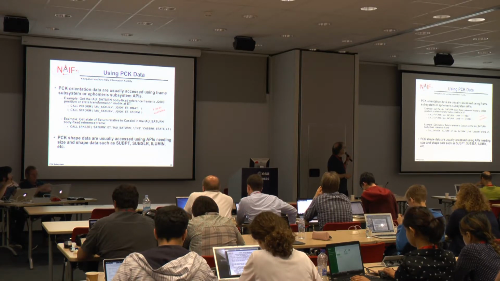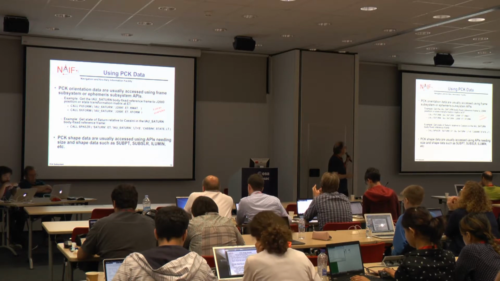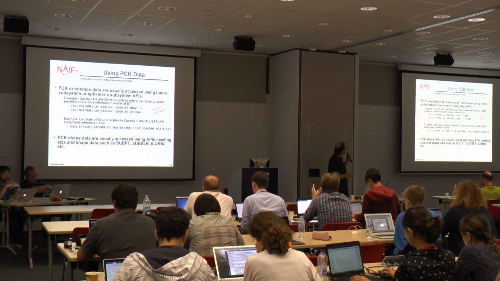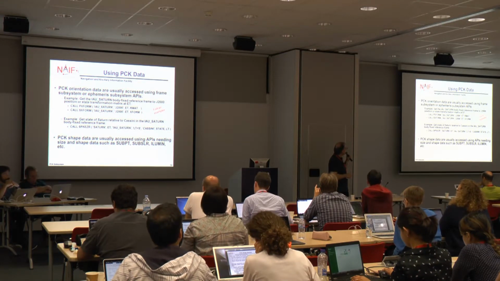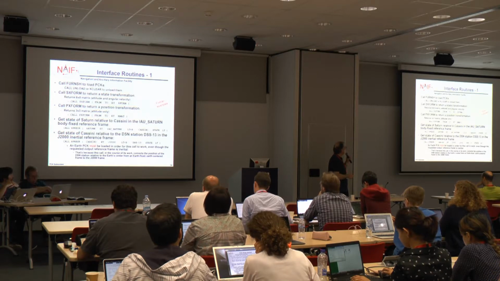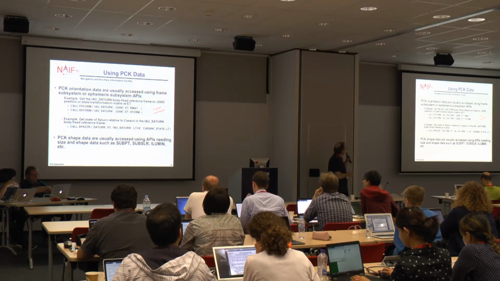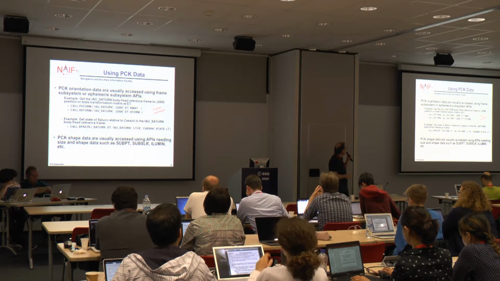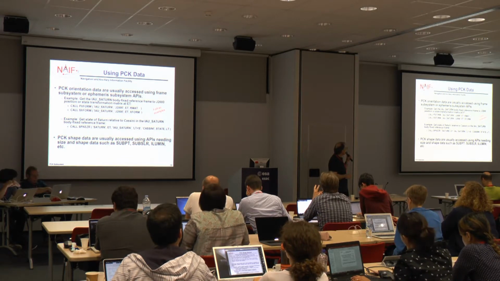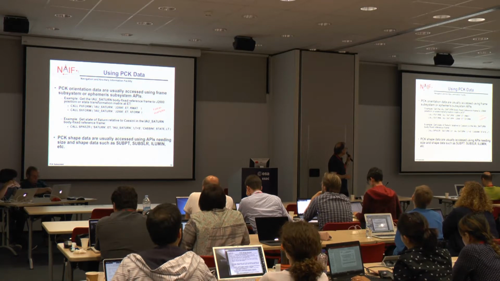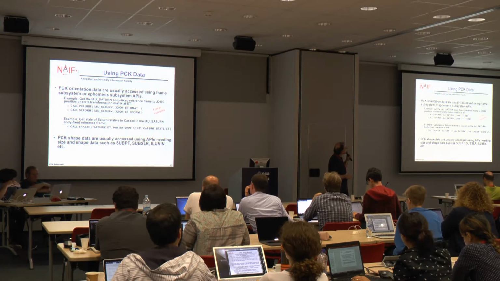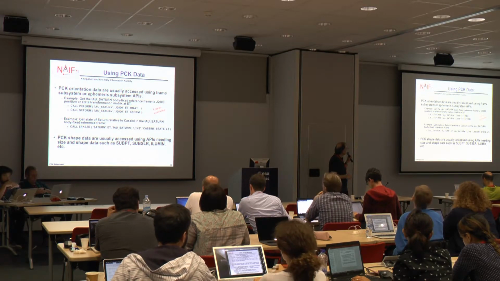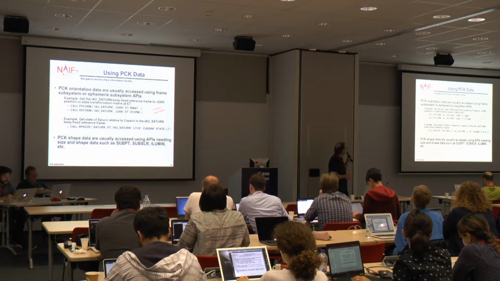PCK orientation data are usually accessed using frame subsystem or ephemeris subsystem APIs. Example: the IAU_SATURN body fixed reference frame to J2000 position or state transformation. You can get either of these transformation matrices at ET by calling, respectively, PXFORM for the 3x3 position transformation, and SXFORM for the state transformation, which is a 6x6 matrix. So these are interfaces provided by the frame subsystem. They give you matrices that transform between one frame and another.